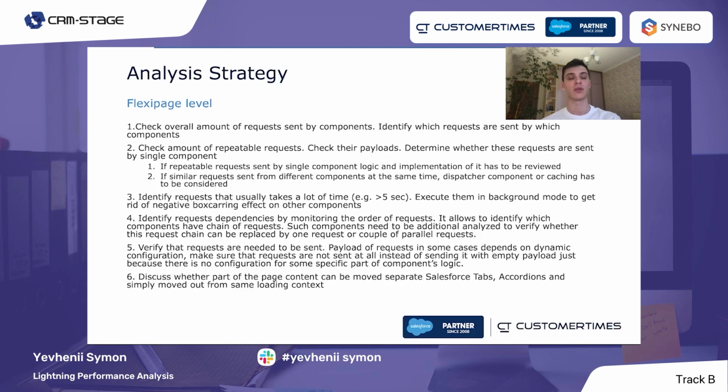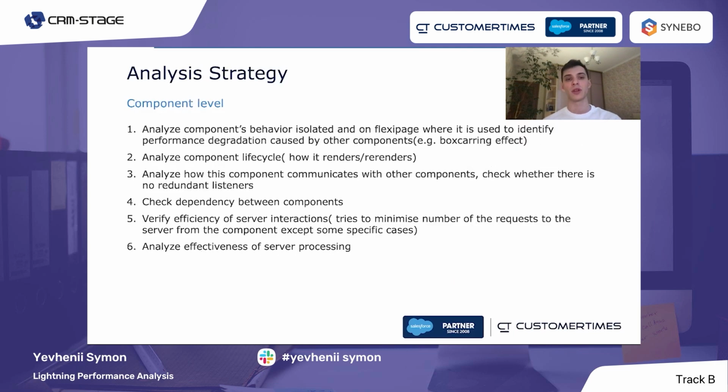Analysis strategy for the component level. We need to analyze components' behavior isolated and on the flexi page where it is used to identify performance degradation, basically what the performance degradation is caused by, whether by other components and the boxcaring effect, or the performance of these components is bad just because of itself.